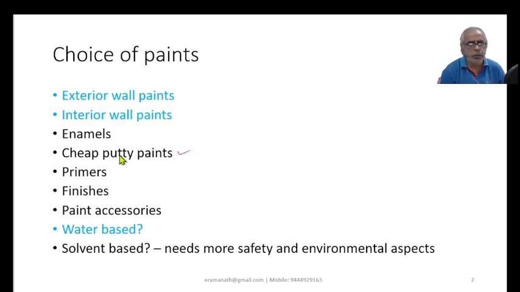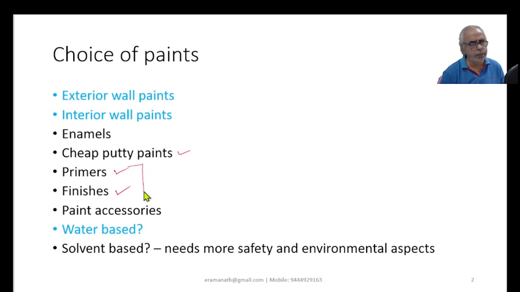Let it be the metal surface or the concrete surface or the civil structures, we need to fill up the pits or any surface undulations with cheap putty paints. And this is applicable for wooden surfaces also. But as I already mentioned, for different substrates, we have to use different types of paints. Then primers followed by finishes.